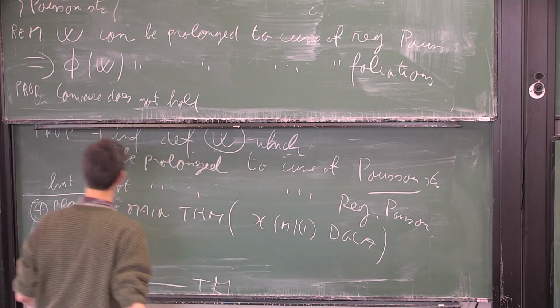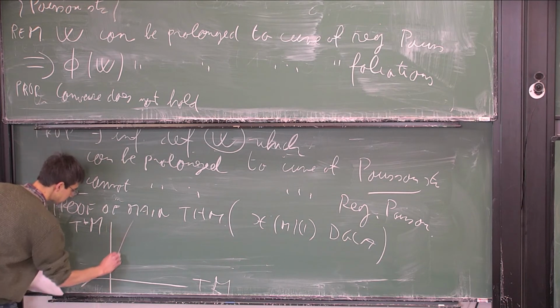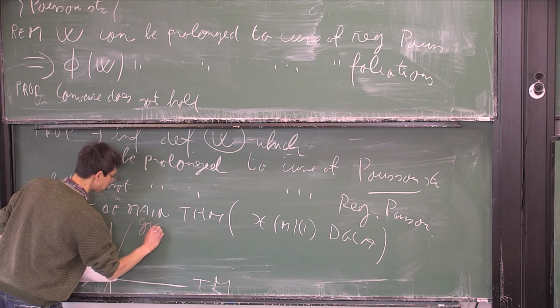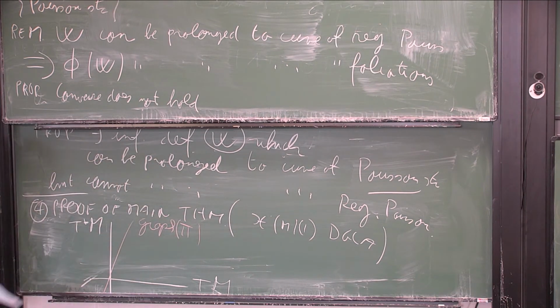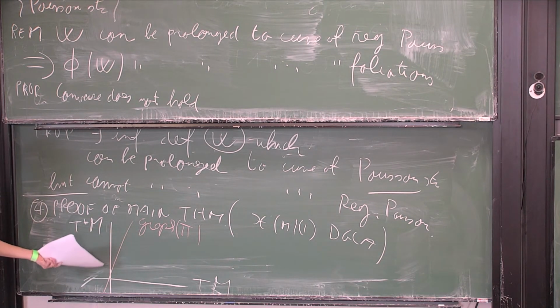And, okay, so I'm interested in my regular Poisson structure pi. So let me draw here the graph of pi. So this is a Dirac structure. Right? So I can think of these things as Dirac structures. And now, if you want to deform Dirac structures, well, you'd better choose a complement.